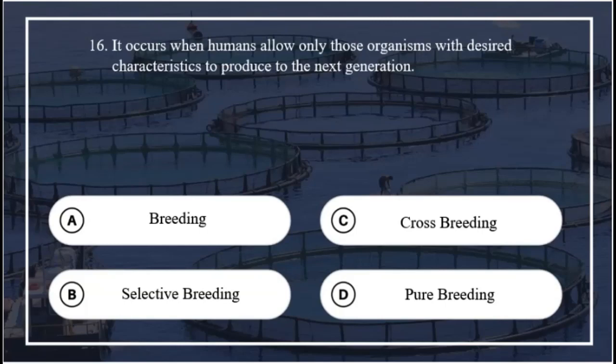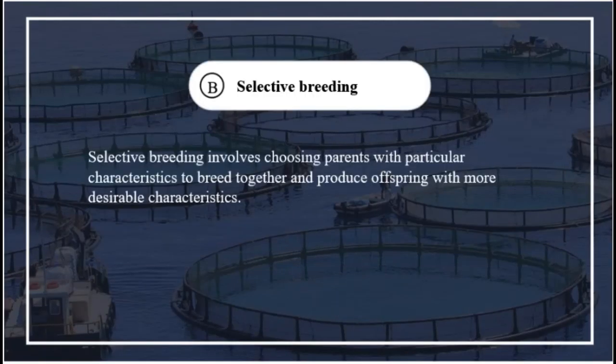16. It occurs when humans allow only those organisms with desired characteristics to reproduce to the next generation. A. Breeding. B. Selective breeding. C. Crossbreeding. D. Pure breeding. Answer. B. Selective breeding involves choosing parents with particular characteristics to breed together and produce offspring with more desirable characteristics.